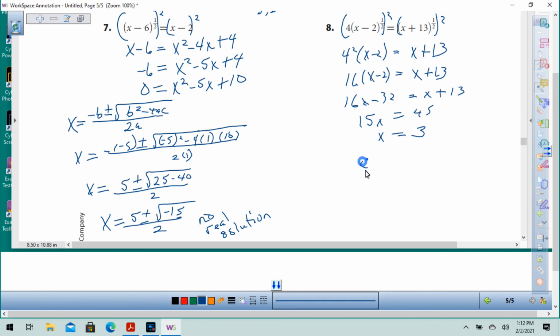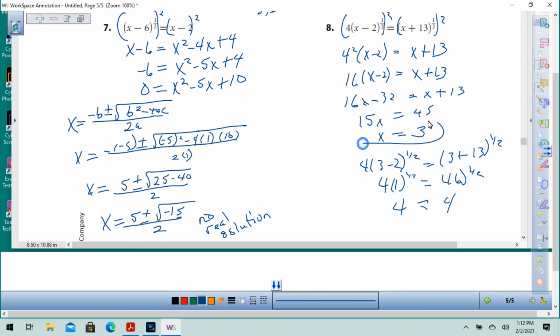Well, let's try it. 4 times 3 minus 2 to the 1/2 power equals 3 plus 13 to the 1/2 power. Well, that's going to be 4 times 3 minus 2, which is 1, to the 1/2 power, which is just 4. And that's going to be 16 to the 1/2 power, which is 4. So x equals 3 is the correct solution.